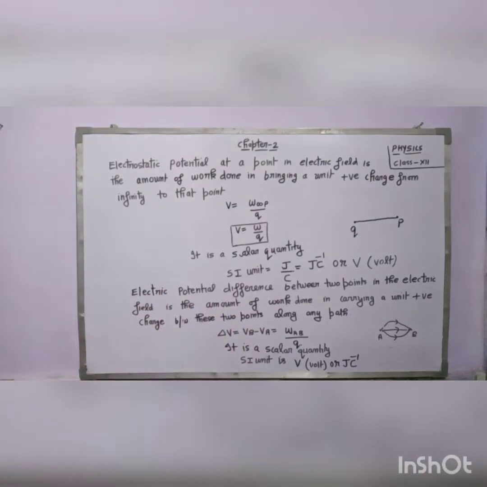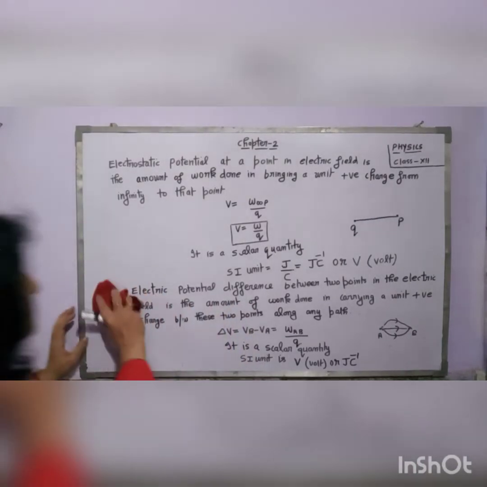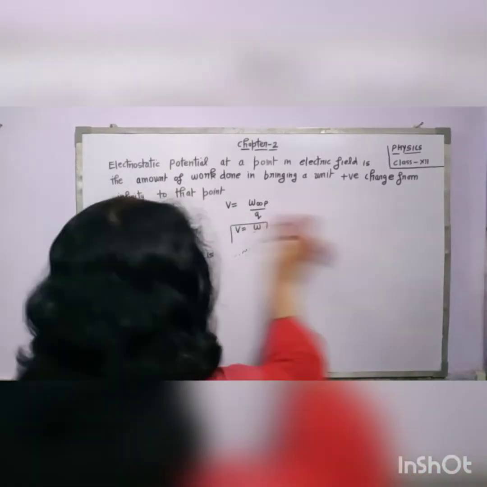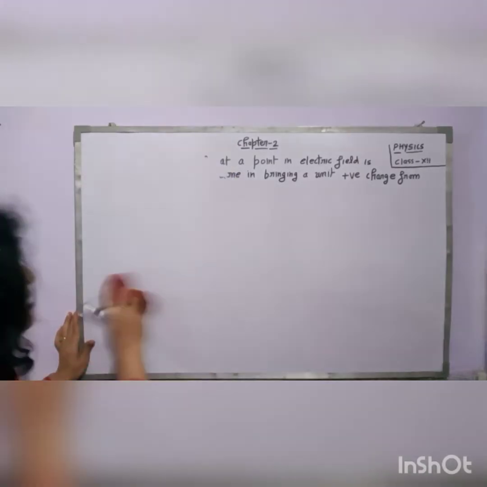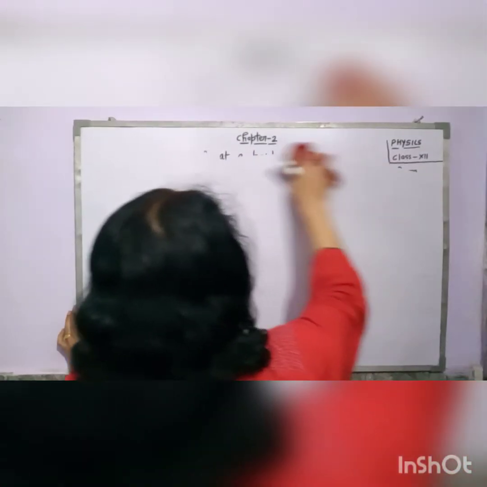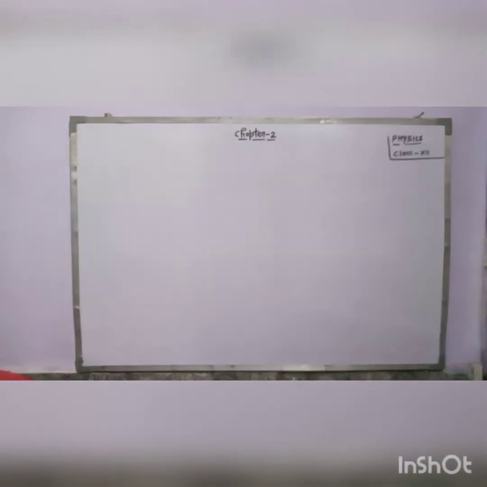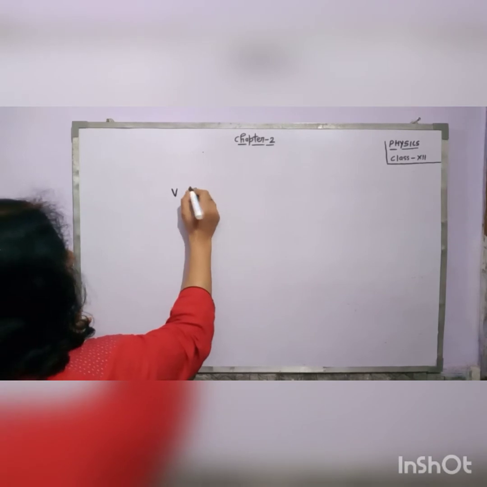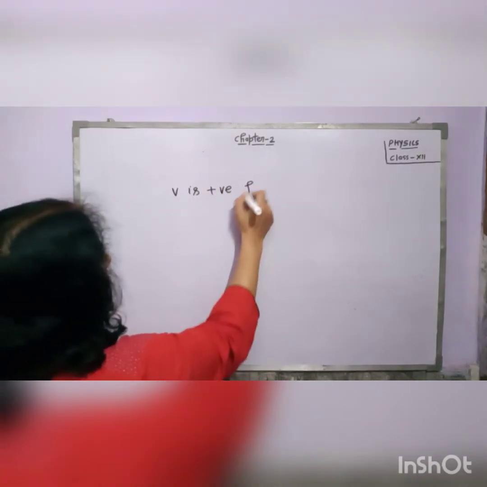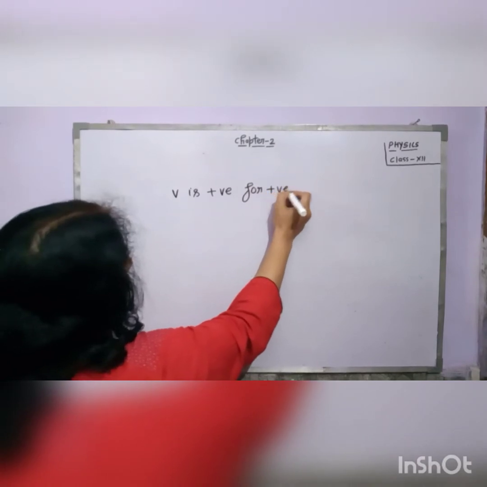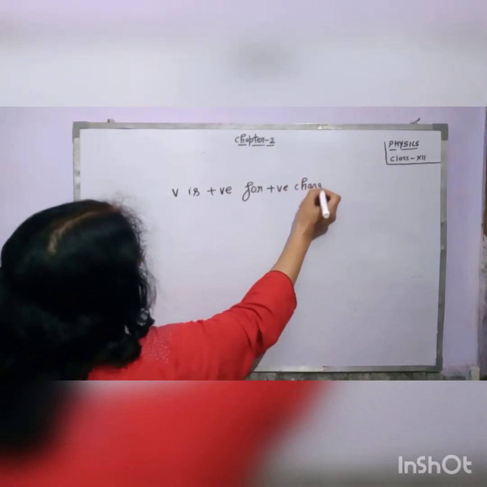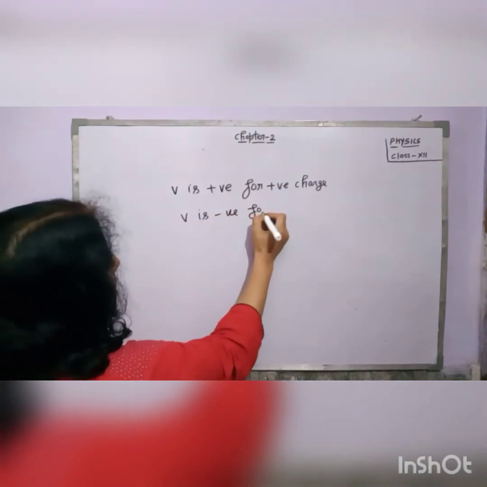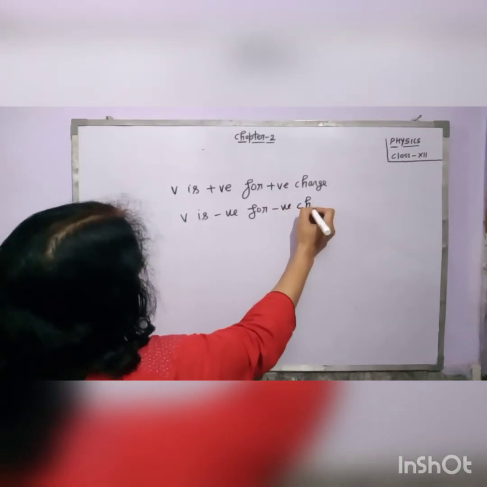Now, since electrostatic potential is a scalar quantity, therefore for a positive charge it is positive, and for a negative charge its value is negative. I am writing here the value: V is positive for this type of charge, for positive charge, and V is negative for which type of charge, for negative charge.